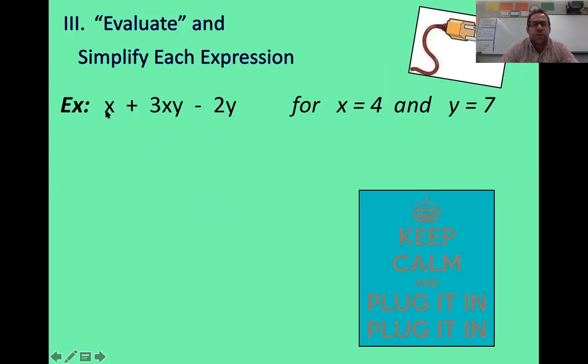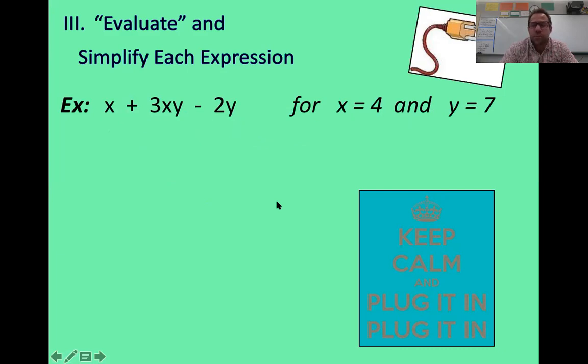So we got X. So in my mind, I'm thinking extra large soda. Plus, here's a combo meal. 3 extra large soda yogurt combo meals. And then I'm going to subtract 2 yogurts, or 2y. So wherever we see these values, this variable and this variable, this is the dollar amount we want to plug in. So an extra large soda, or you could think of it as like an extra large shirt, I'm going to plug in a 4 right there. I'm going to plug in a 4 right there. And then wherever I see the Y or a yogurt, I'm going to plug in a 7. Okay, so let's go ahead and plug those in.